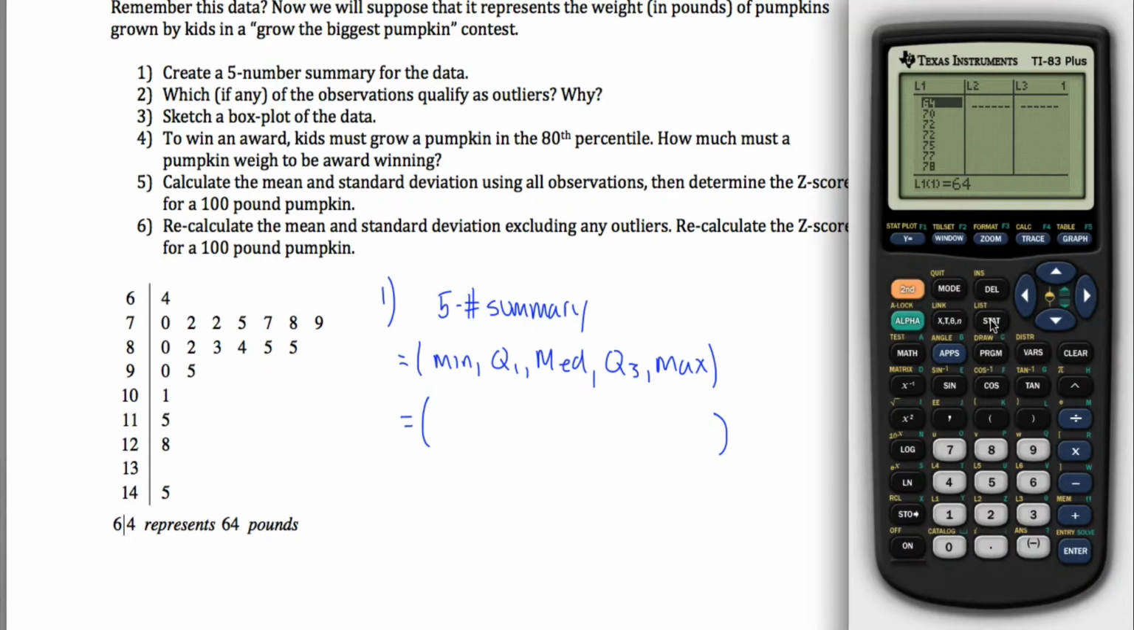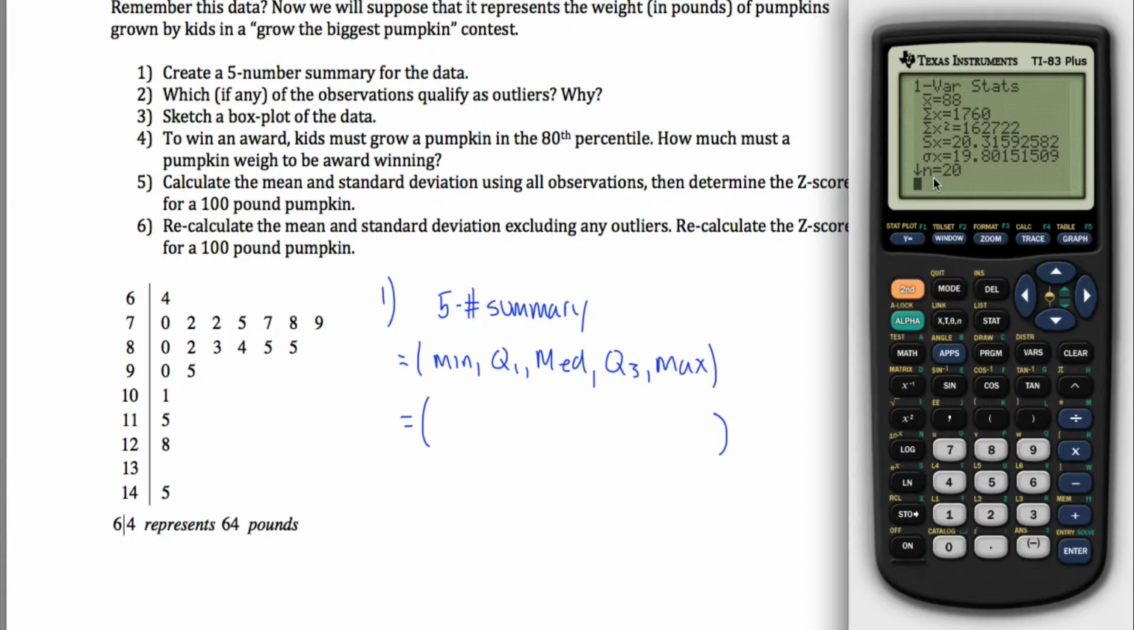So what you do, you hit the stat button, and then go over to calc. And then one variable statistics will be the function that determines all this stuff. So hit enter. A good habit to get into is telling it what list your data's in. Mine's in L1, although if you leave that off, it'll default to L1. So in this case, it wouldn't make a difference. Hit enter, it gives you this.